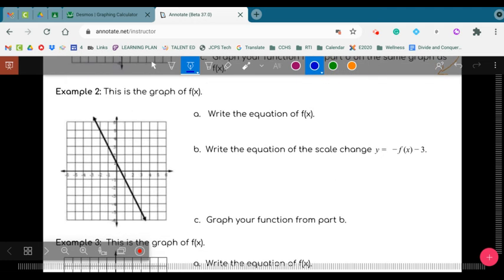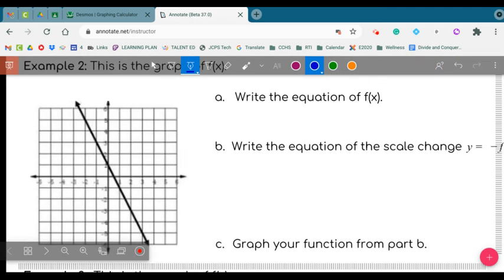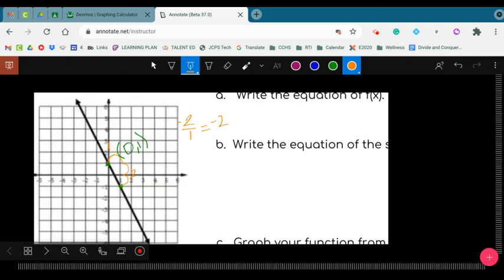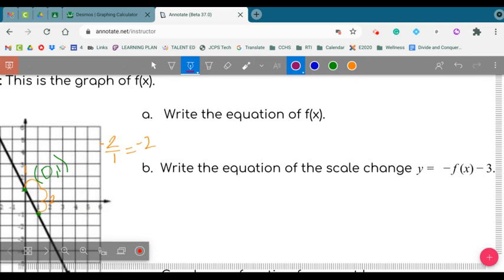Okay, the next one, we're going to do the same thing. We're going to find our y-intercept and our slope. So our y-intercept is 1. And then our slope, let's go find another point. Looks like we rise 1, 2, and run 1. So we have 2 over 1, and this is a negative slope, so it's going down, so our slope is -2. Put this into our equation, so we're going to have y equals -2x plus 1.